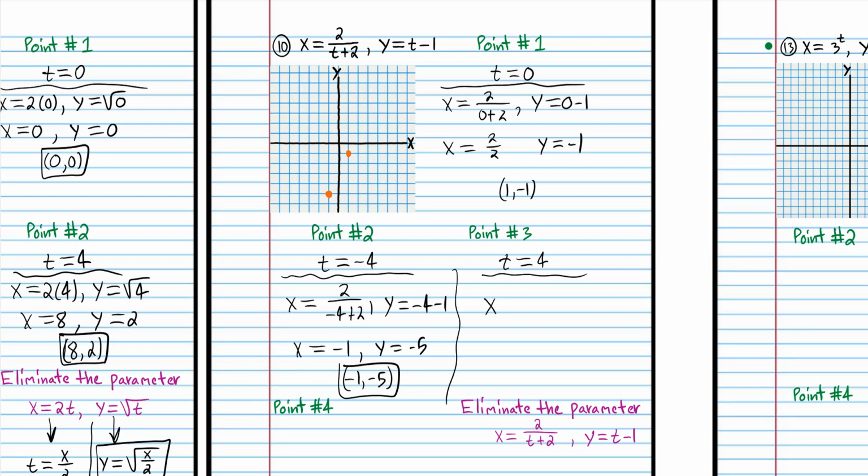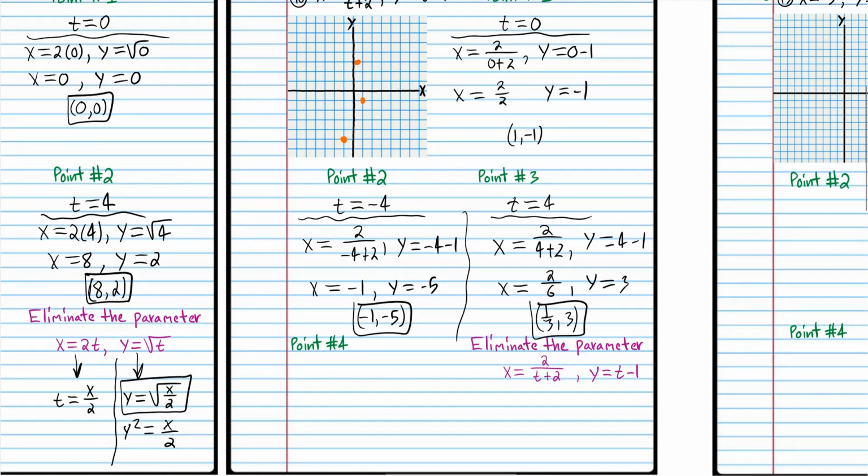So x is equal to 2 over 4 plus 2, and y is equal to 4 minus 1, so x is equal to 2 over 6, and y is equal to 3. So 1/3, 3 is another point. So we have that point up there.